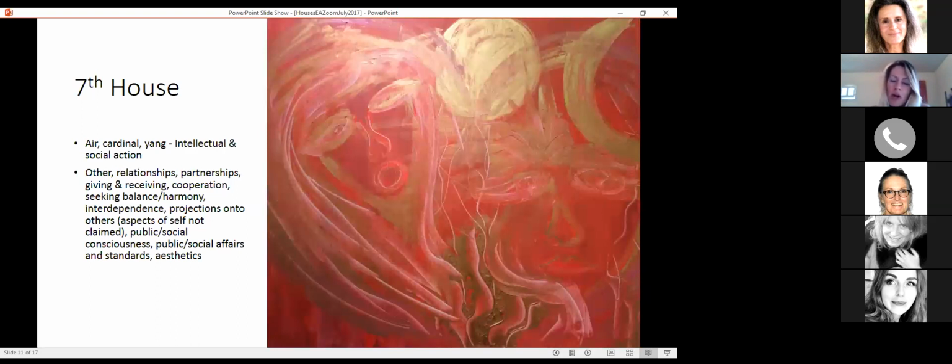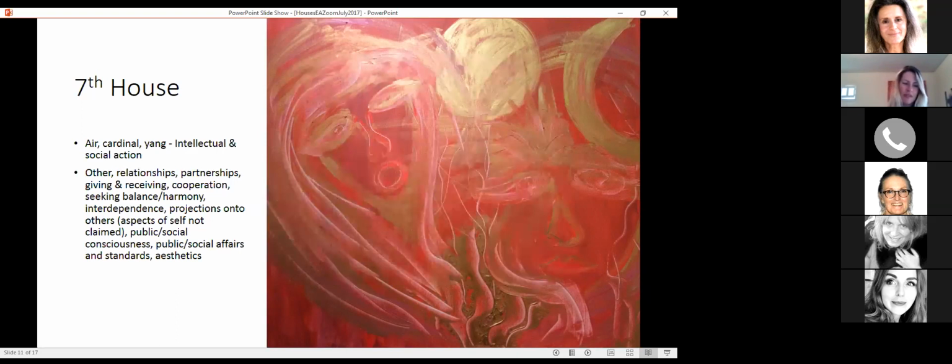So here we are with intellectual and social action. In other words, we're wanting to take action to socially and intellectually engage with people. We want to partner with people. It can be like wanting to form contracts, work relationships, personal relationships. It's the balance of giving and receiving, learning about cooperation, interdependence. What's it like to be on a seesaw and find balance?